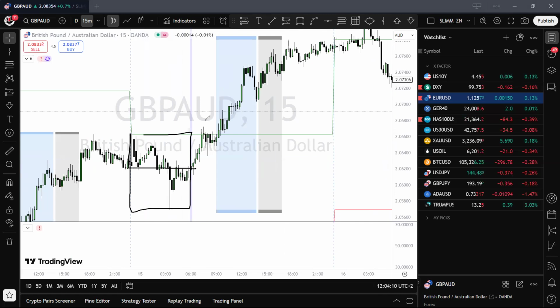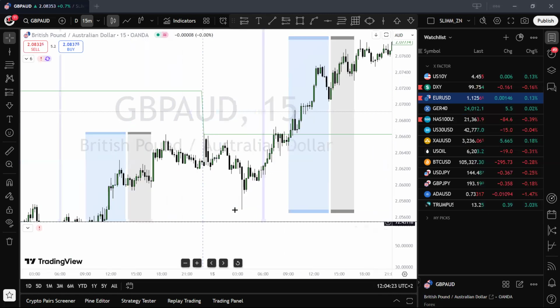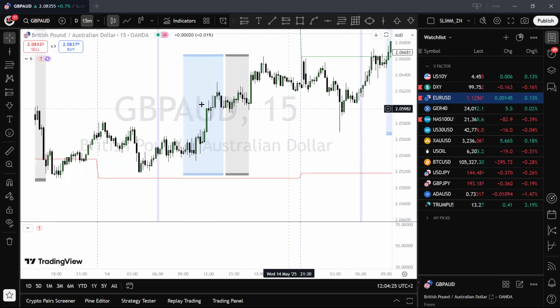Then the London session actually just starts by pushing up. It's just one day whereby price is in a strong uptrend. So these are all variations which come in the market. And if you are confused, I always advise you to get mentorship.